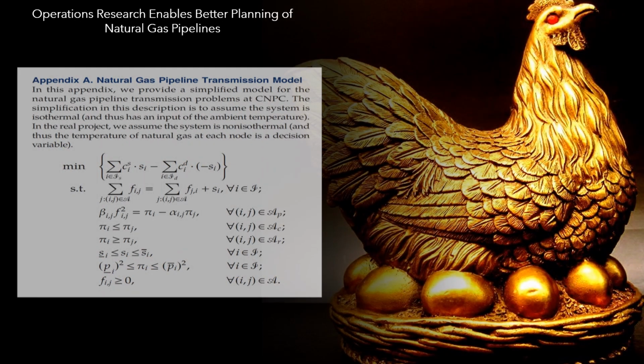The image presents the algebraic formulation of the natural gas pipeline transmission model. Without fear of being wrong, it can be said that mathematical optimization models are the goose that lays the golden eggs of China National Petroleum Corporation.